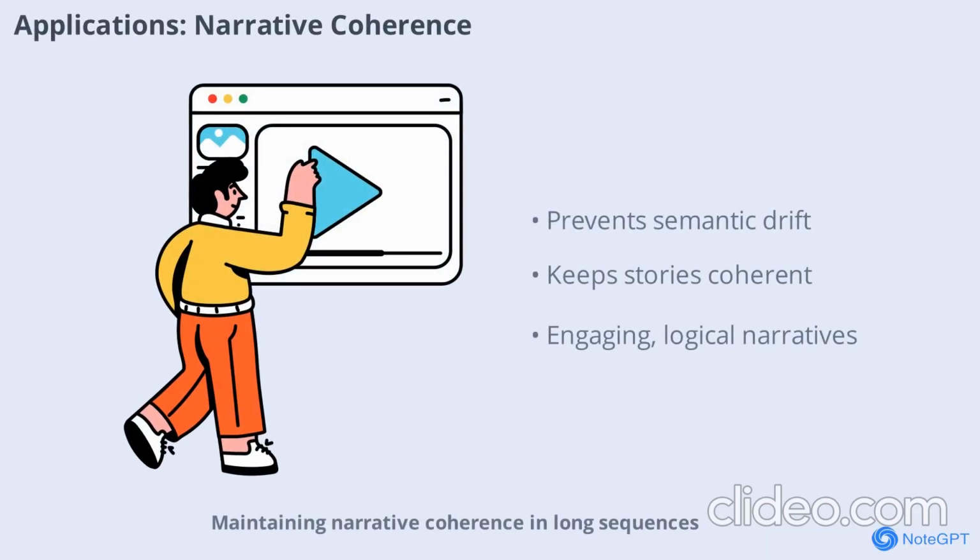Maintaining narrative coherence in long sequences is another area where CSE-CEC shines. Traditional models often suffer from semantic drift, losing track of the story's main thread. By enforcing equilibrium between expansion and integration, AI can keep narratives consistent, preventing entropy buildup and ensuring that stories remain engaging and logically structured from beginning to end. This capability is vital for applications like automated storytelling, scriptwriting, and content summarization.